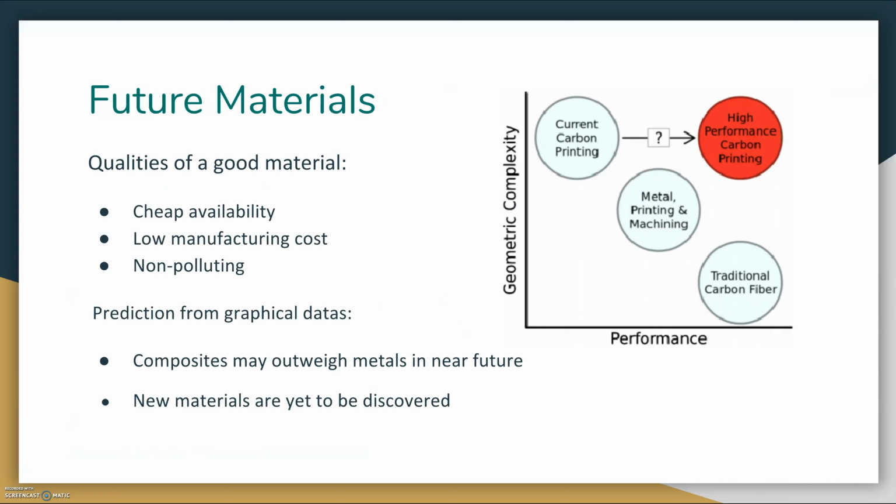The materials that are used for 3D printing should satisfy the criteria of cheap availability and low manufacturing cost. As shown in the plot, the widely used materials are metals and composites. It can be clearly predicted that composite materials might outweigh the metals in the near future.